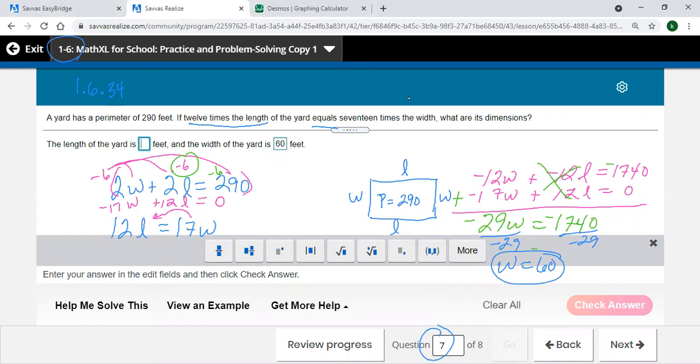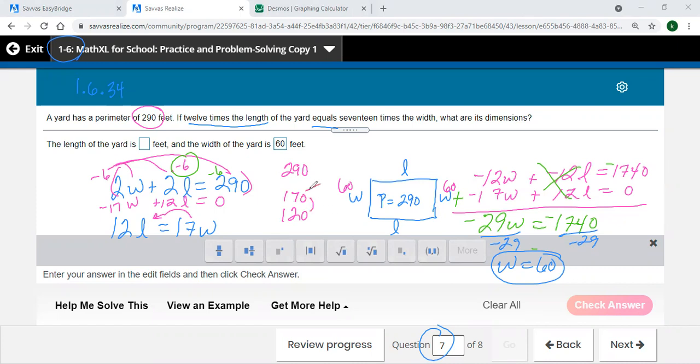So width was 60. Right there, there's a 60. This width is a 60. That's 120 we've used up so far, right? Of my perimeter, that was 290. So is there 170 left for these to make?